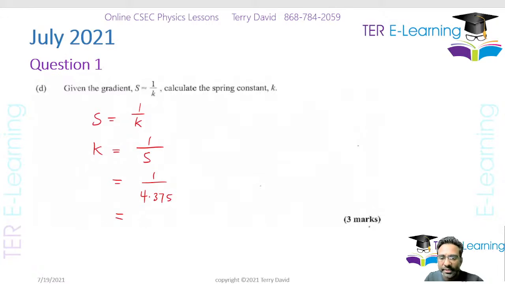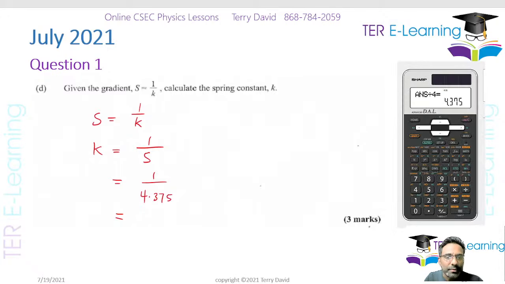So let's put this calculator back on here. And what I'm going to do, I'm going to say 1 divided by 4.375, right? And I'm going to get this as my spring constant. So 0.229. And in this case here, my unit, I'm going to write it as N cm^-1, right? So we're getting 3 marks for working out the spring constant here.